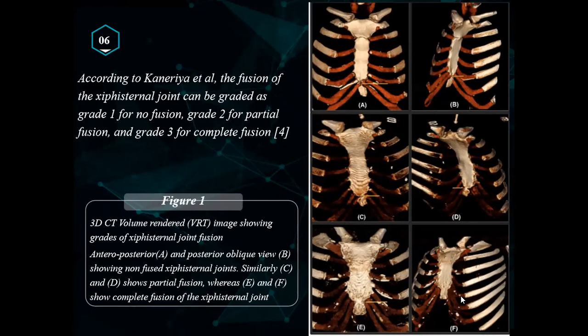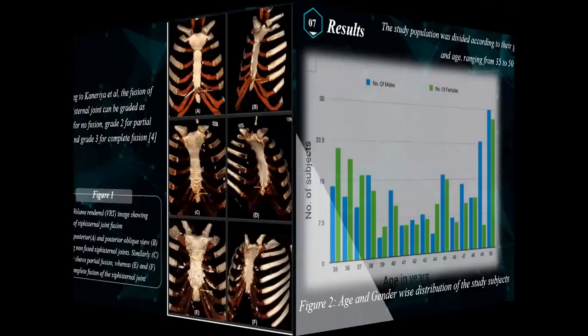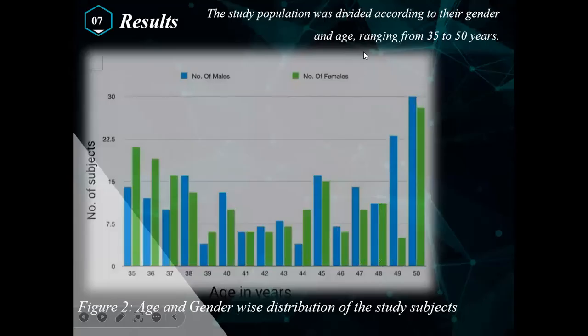Figure 1 shows A, C, and E are anteroposterior views, B, D, and F are posterior oblique views. A and B show non-fused Xiphisternal joints, C and D show partly fused joints, whereas E and F show complete fusion of the Xiphisternal joint. The study population was divided according to their gender and age, ranging from 35 to 50 years, as shown in Figure 2.